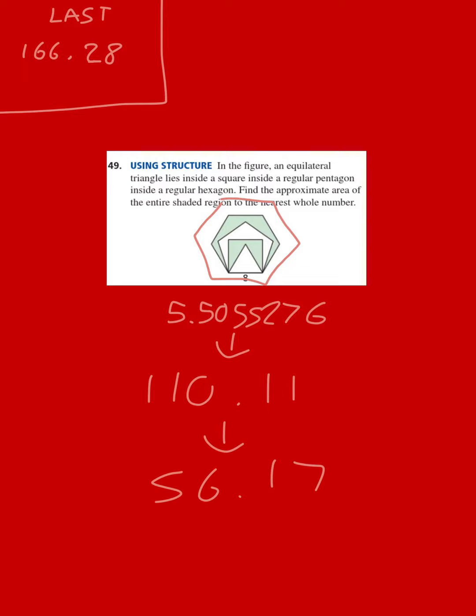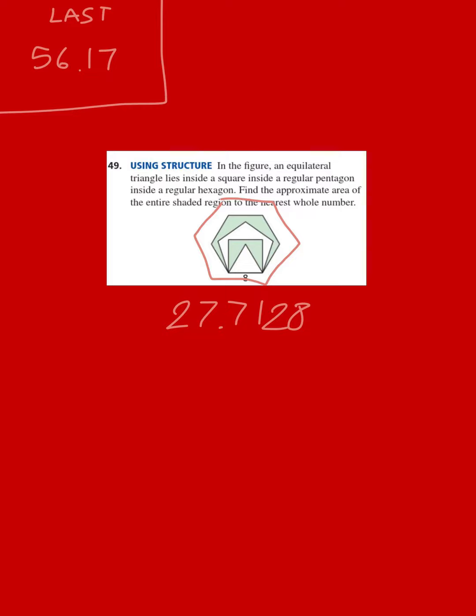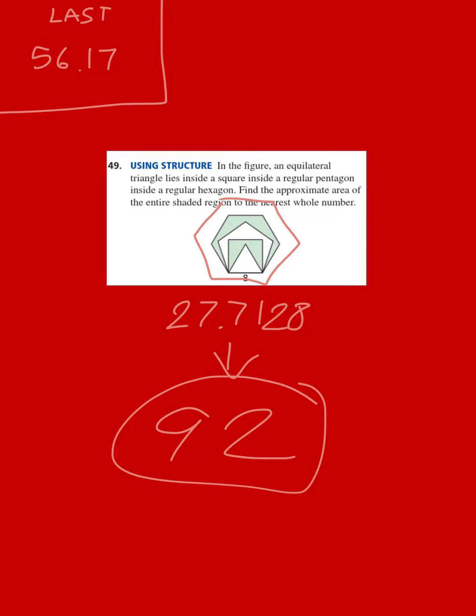Now we need to find the area of the second shaded region, which we can do by subtracting the area of the triangle from the area of the square. The area of the square is 8 squared, which is 64, and by multiplying half of the base by the other side, 4 times 6.928, we will get 27.7128. Now, 64 minus 27.7128 equals 36.2872. The last step would be to add both areas of the 2 shaded regions, 56.17 plus 36.2872, which gives us the total area of about 92.